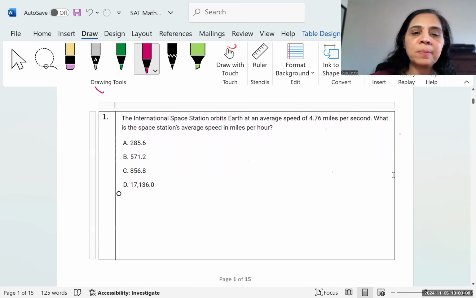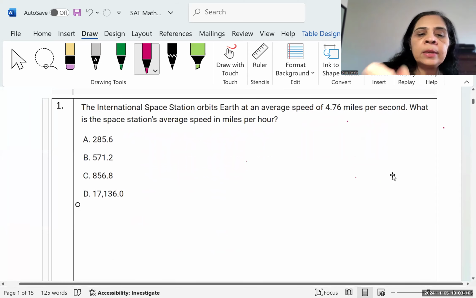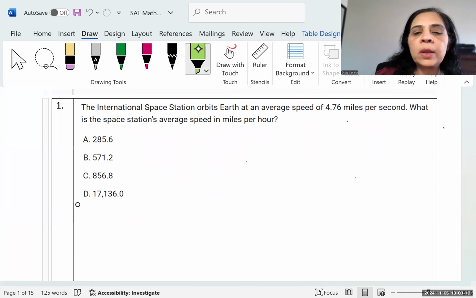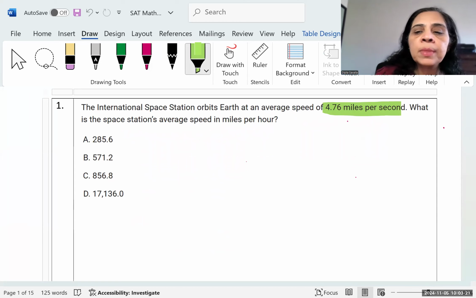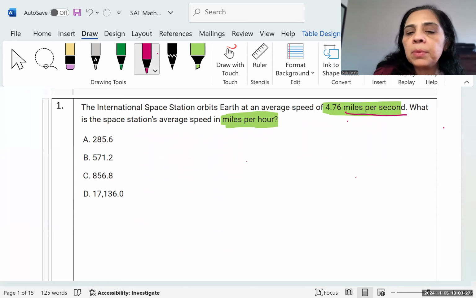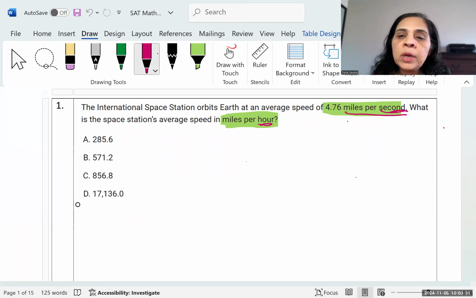First question we have. It says here the International Space Station. So we have keyword. It says here 4.76 miles per second. And question says what is the station average speed in miles per hour? So what is difference in between? Just this. So that means we are converting from second to hour.